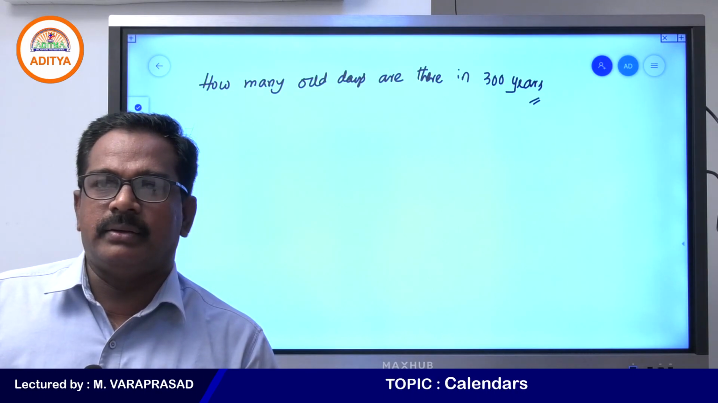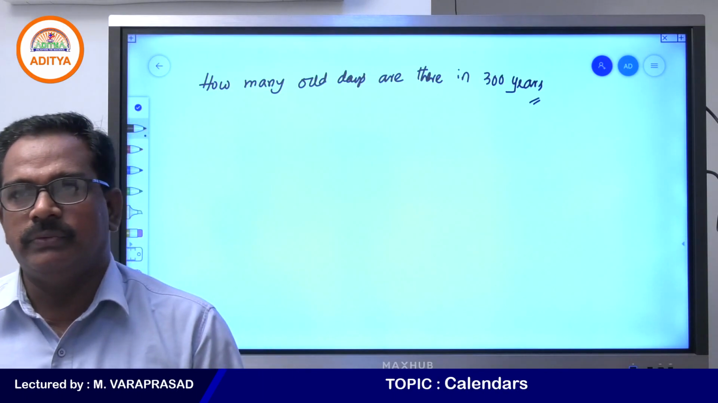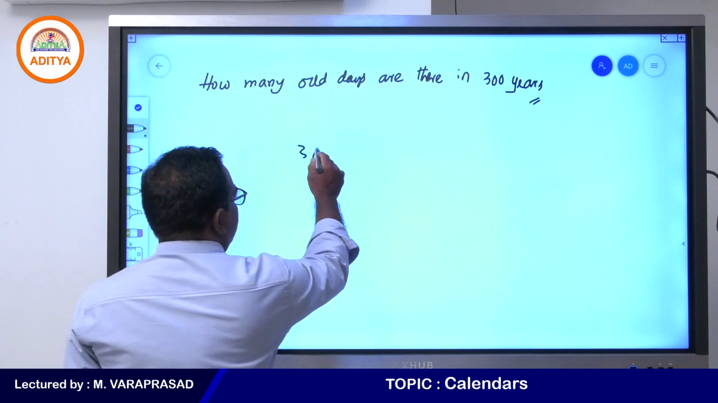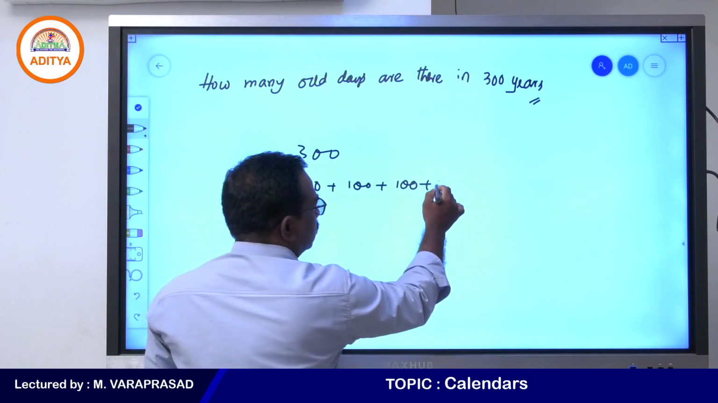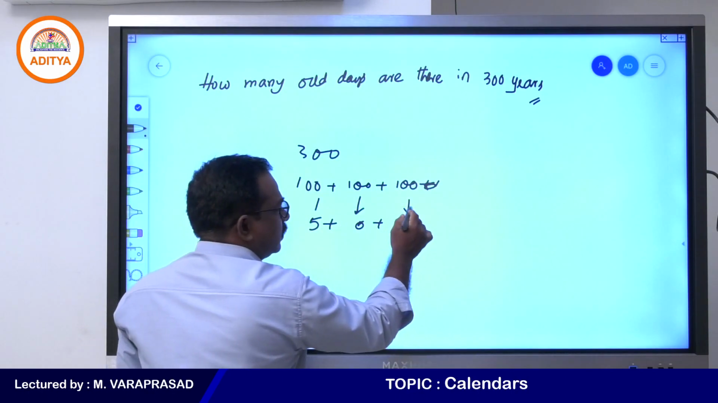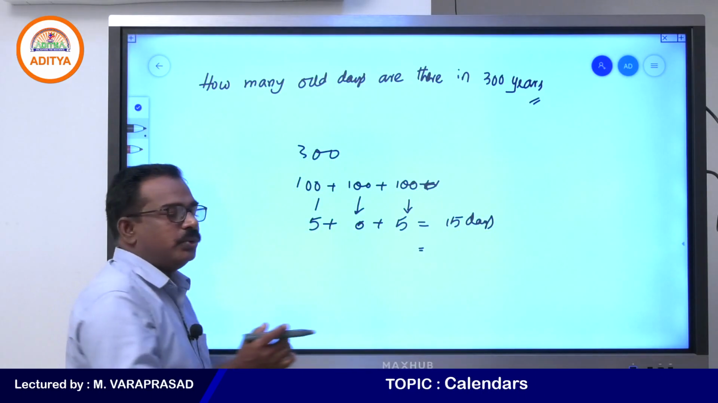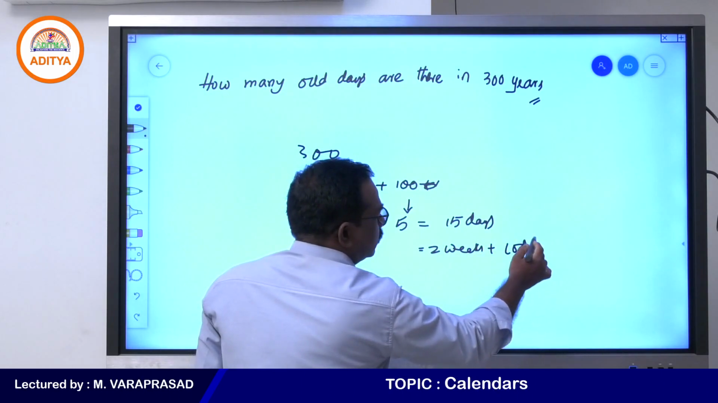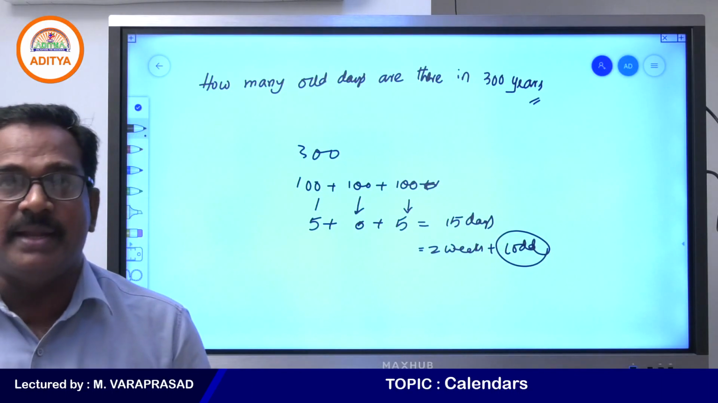Yes, somebody wrote that. Very good. So 300 can be converted into 100 plus 100 plus 100. So 5 days plus 5 days plus 5 days, totally 15 days. This 15 days we can convert into 2 weeks plus 1 odd day. So 300 years contains 1 odd day.